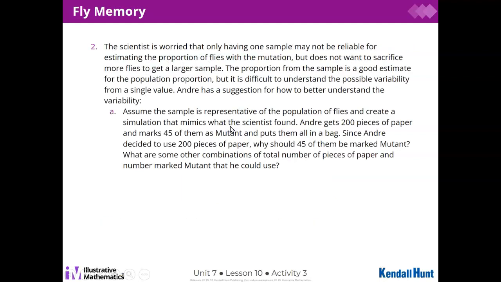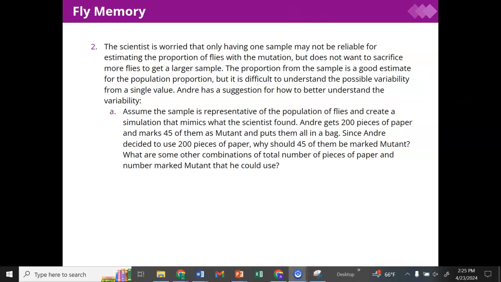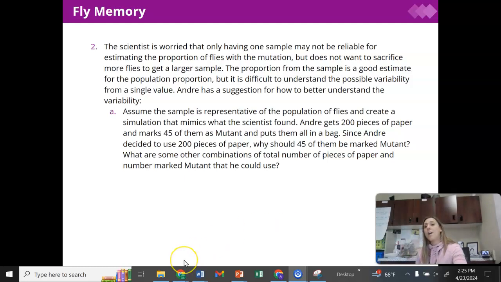The scientist is worried that only having one sample may not be reliable for estimating the proportion of flies with the mutation, but does not want to sacrifice more flies to get a larger sample. The proportion from the sample is a good estimate for the population proportion, but it is difficult to understand the possibility of variability from a single value. Andre has a suggestion for how to better understand the variability. So we're going to look at 2A, and what I want you guys to do is read through that question and then try to answer the bottom of this question and see if it works.